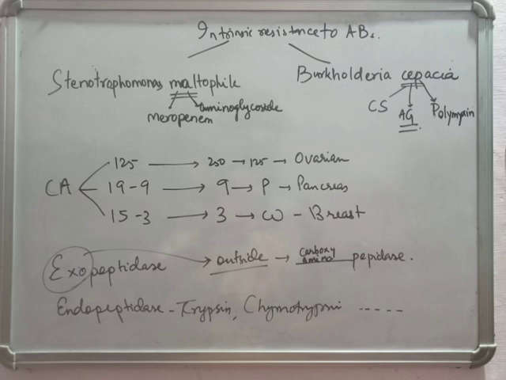19.9. Reverse the 9 and it will look like P. So pancreas cancer. Then 15.3. This 3 you just rotate it, it will look like a breast. So that is breast cancer.